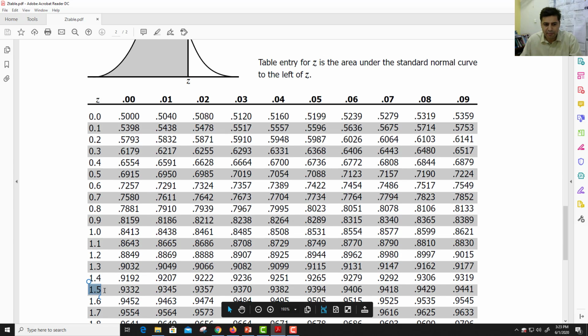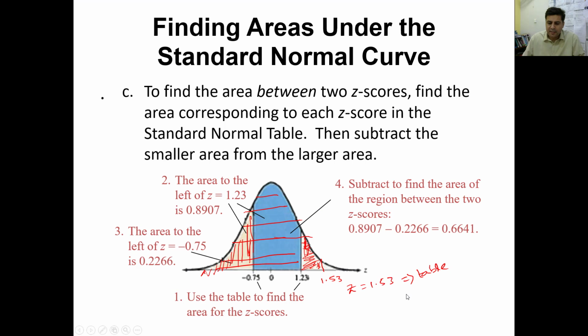You can see this is 1.5 and this is 3, because at the second decimal place it is 3. So for 1.53, the value is 0.9370. The tabular value for z is equal to 1.53 is 0.9370. It means that this whole area from minus infinity to 1.53 is 0.937.